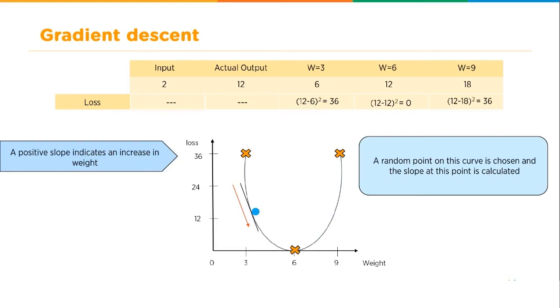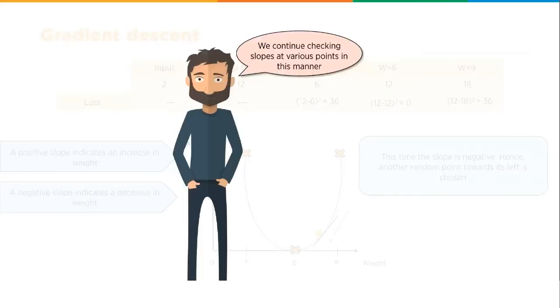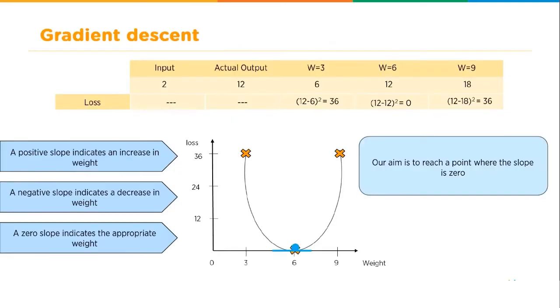the answer is 6. A random point on this curve is chosen, and the slope at this point is calculated. So now we're getting away from the human aspect of just looking at it and saying what the answer is, and we look at what's going on with the math. If you have a positive slope, it indicates an increase in the weight, and a negative slope indicates a decrease in weight. This time the slope is negative. Hence, another random point towards its left is chosen. You can see here we're actually just playing a little game going back and forth with gradient descent. We continue checking slopes at various points in this manner.